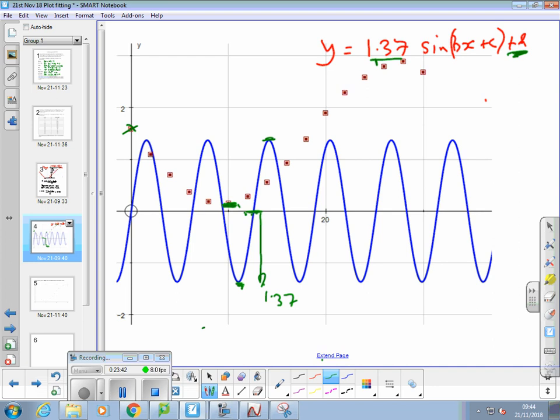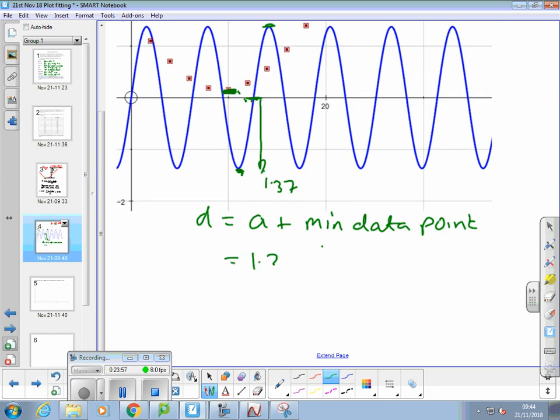So we're saying that D must be equal to A plus the minimum data point. That's 1.37 plus whatever the lowest data point was, which is 0.16, which is 1.53, isn't it?